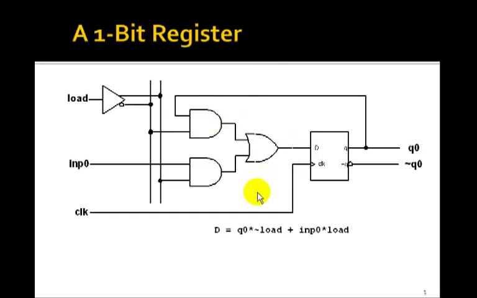We can write the logic equation for D. D is just going to be Q0 ANDed with not load, or input 0 ANDed with load. So here's the logic equation for D.